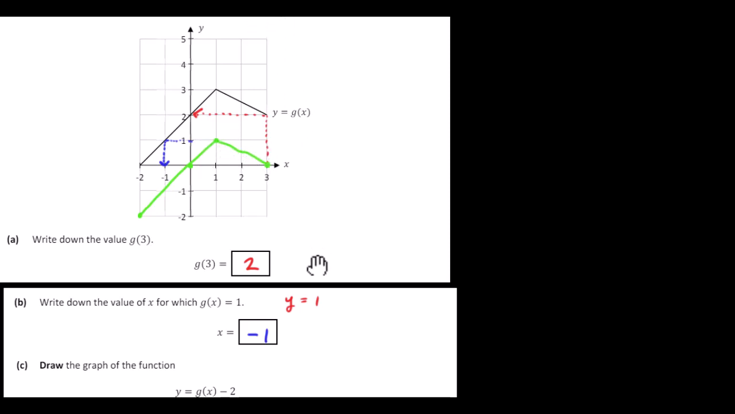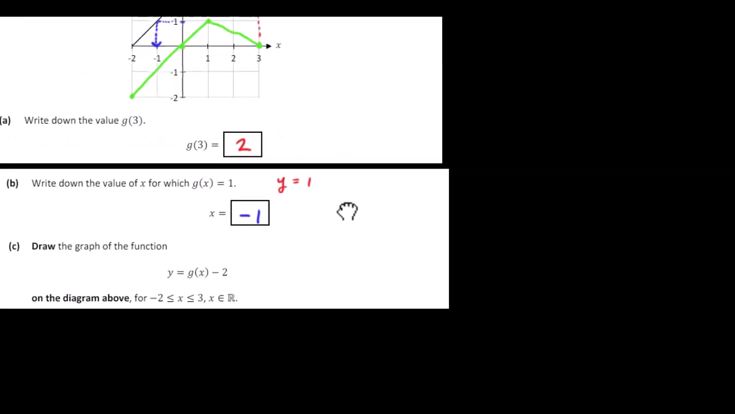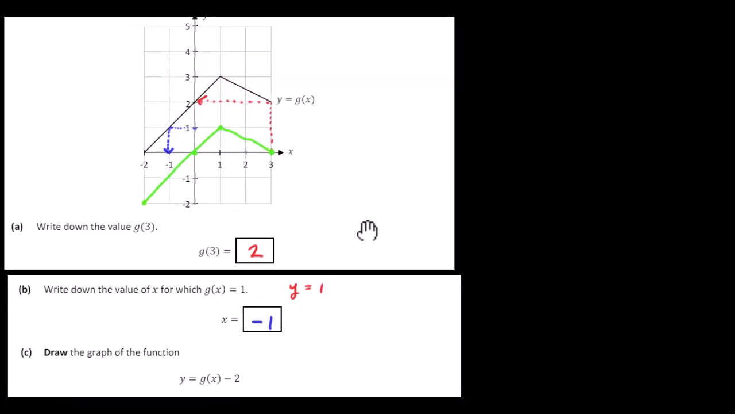And that's it. That's all it says to do. Draw the graph of the function g of x minus 2. So you take all the y values, you subtract 2. And that's it. And that's it for this question, actually.